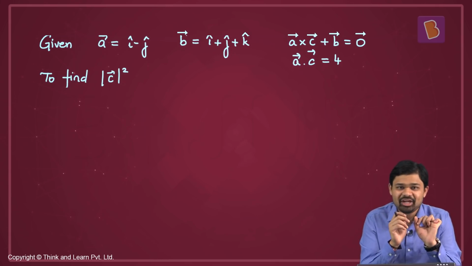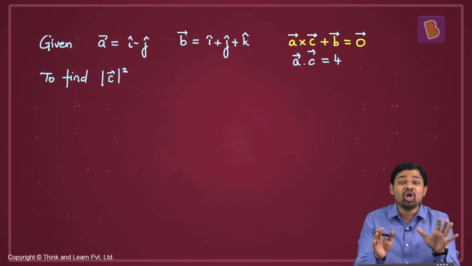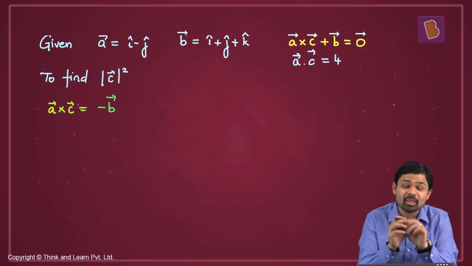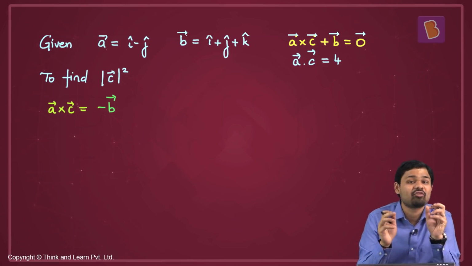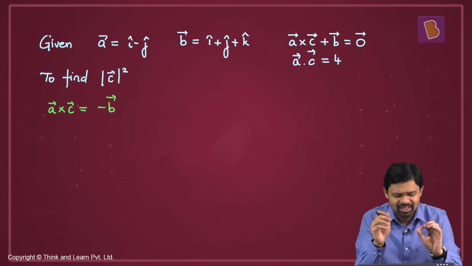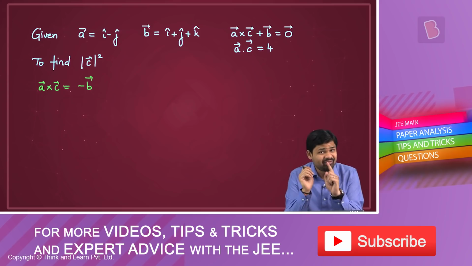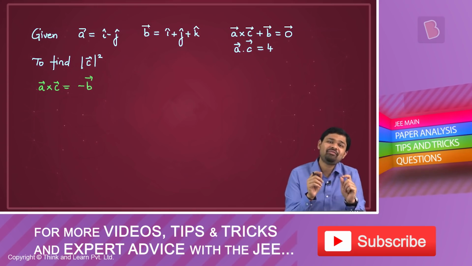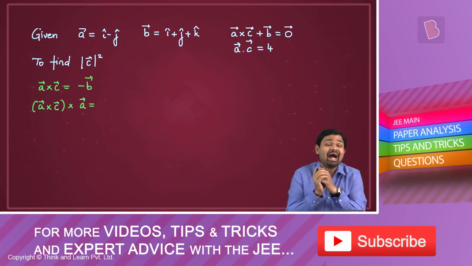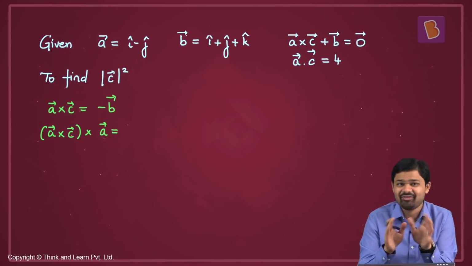Of course, the first thing that you're going to do is, because you have A cross C plus B equal to 0, you can write A cross C to be equal to negative of B. What do you do next? Now you have been given the value of A dot C. You have to somehow use that. You have A cross C. What if I cross A cross C with A? If I cross A cross C with A, what do I get? It's a vector triple product.